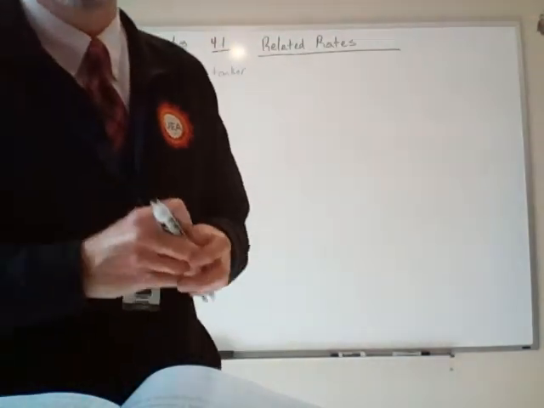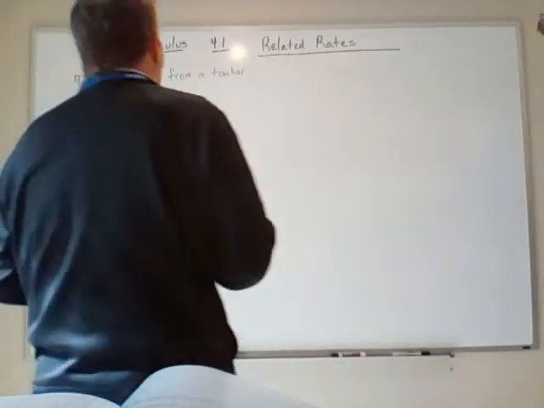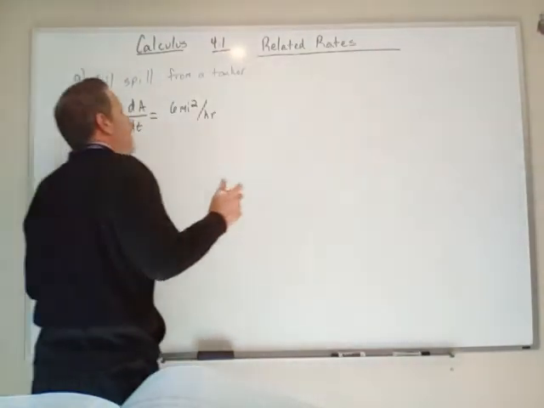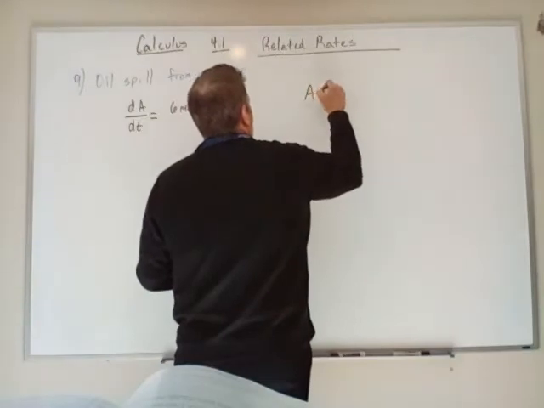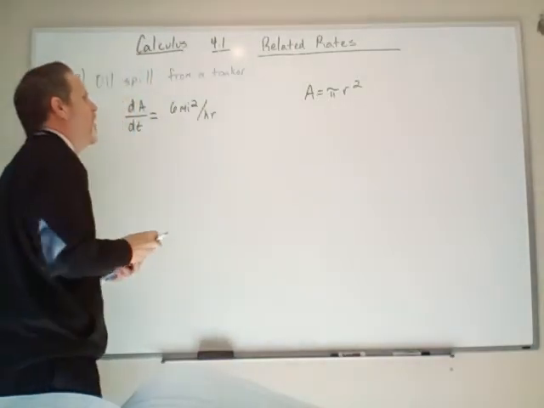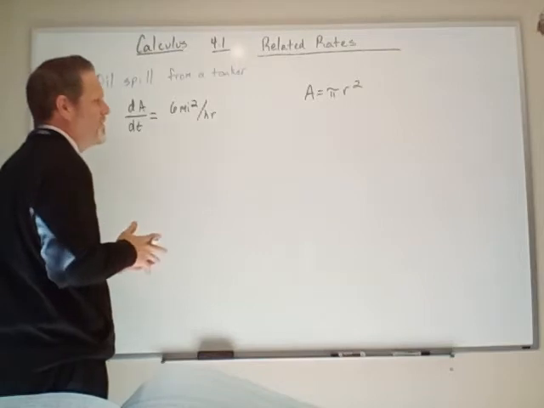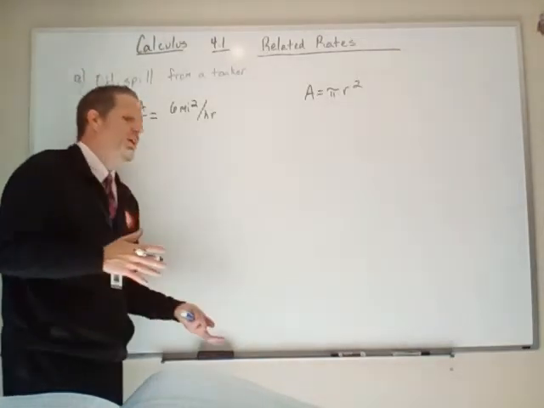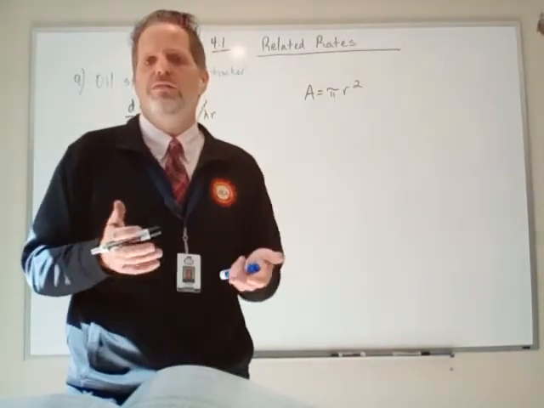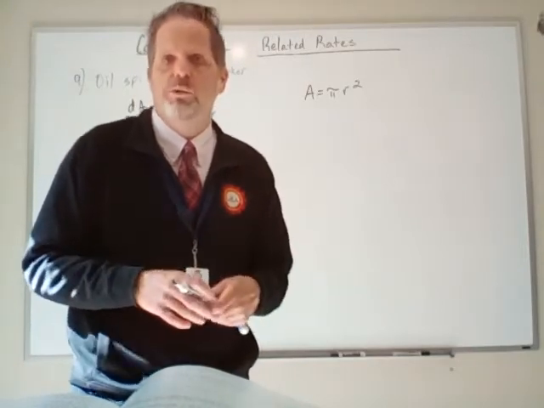Then they ask, how fast is the radius of the spill increasing when the area is 9 miles squared? So we need the area formula for a circle: area equals pi r squared. Remember, pi is a constant. Now we're going to take the derivative of this area function for a circle, and because it's a related rate, we've got another variable there, time. You can think of it like a parametric equation. Time is a hidden parameter here.